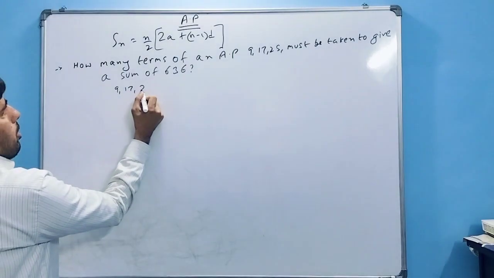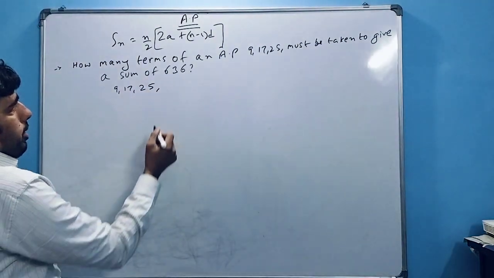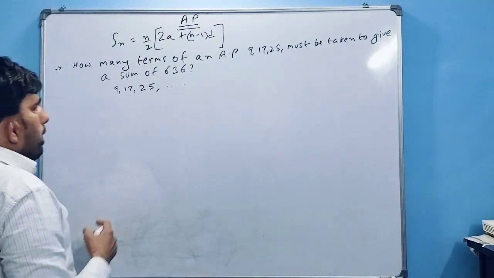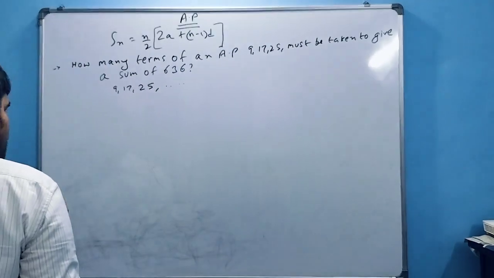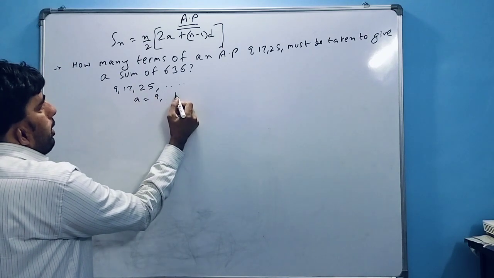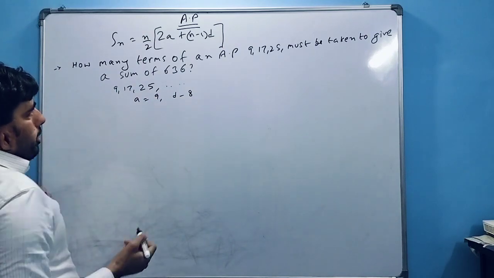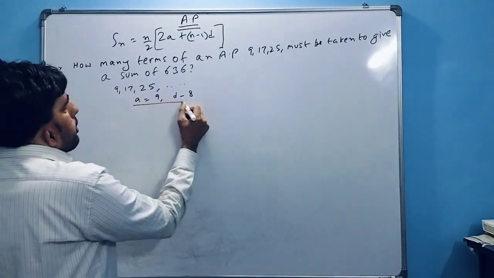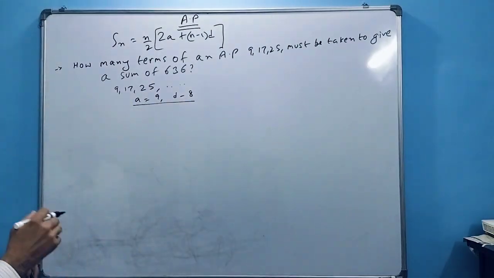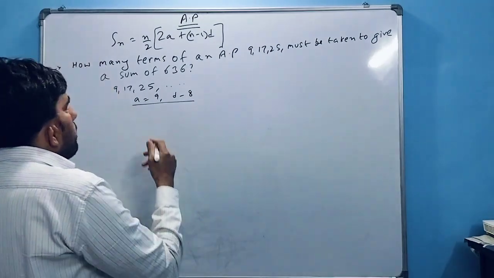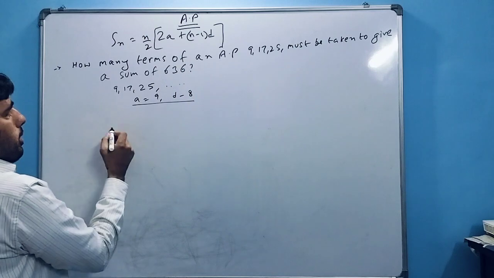Okay. We know how we can check if the sequence is AP or not by a simple way. A is given and A is 9 and D here we have 8. That is second term minus first term, third term minus second term. So this confirms that it is an AP. Now we have to find the terms, that term that gives us the sum 636.